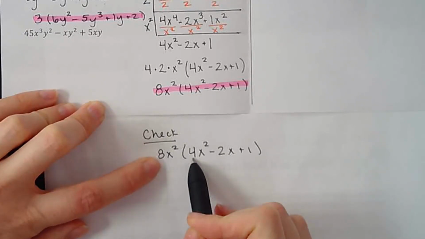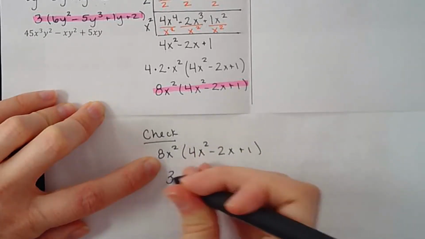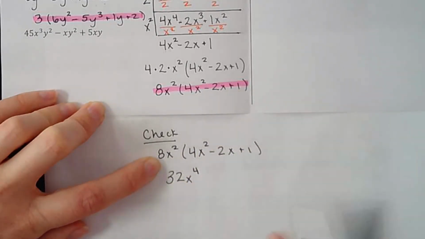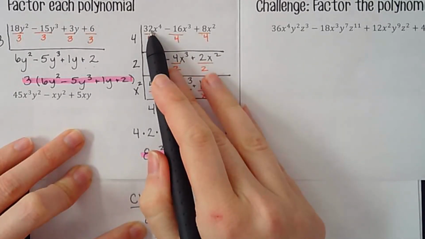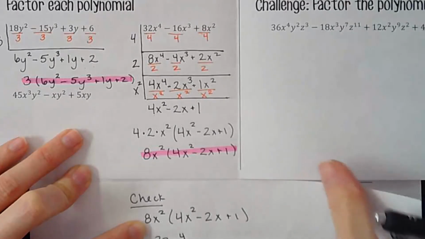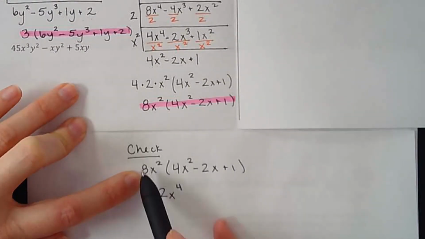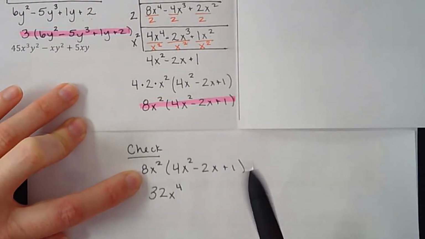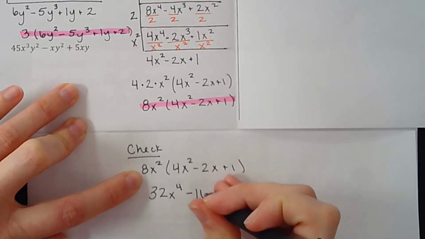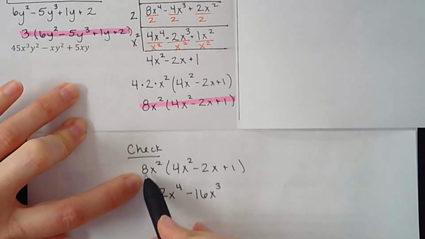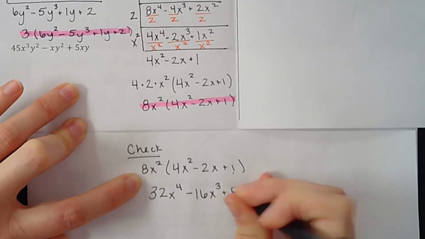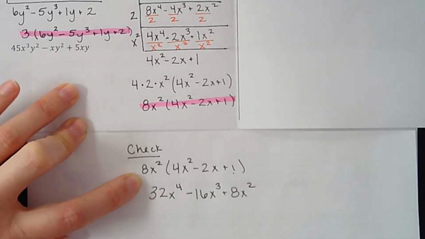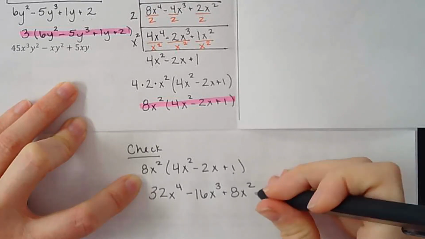8x squared times 4x squared would give me 32x to the 4th power. Well, that looks promising already. That was the first term in my problem. 8x squared times negative 2x would be negative 16x to the 3rd. 8x squared times positive 1 is positive 8x squared. So my check, this totally works.